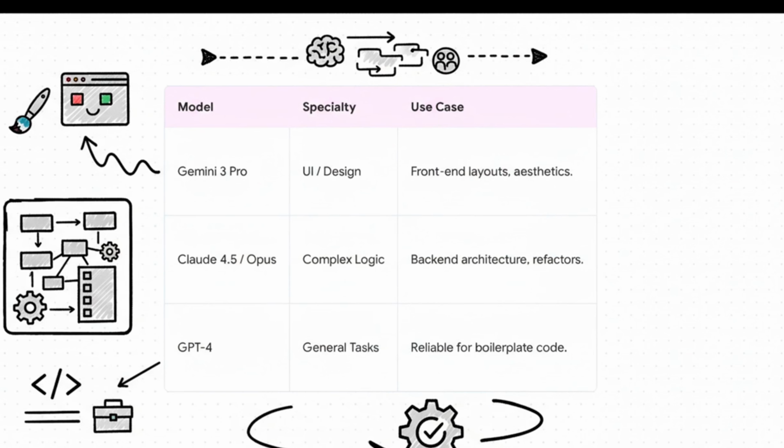And get this, you're not even stuck with just one AI model. This system lets you use different models for different jobs. It's like building a real team. You can assign Gemini Pro to handle the front-end UI because it's great with design, give Claude the complex back-end logic, and use GPT-4 as a reliable coder for the simpler boilerplate stuff. You're literally matching the right talent to the right job.